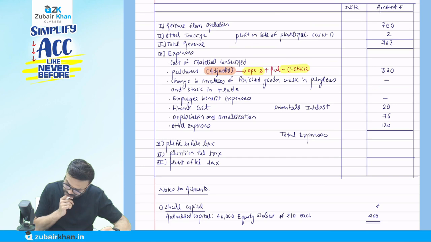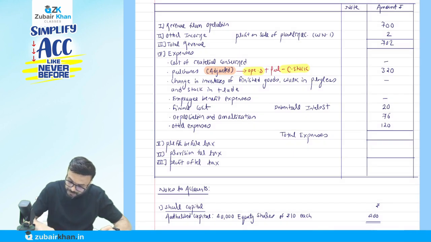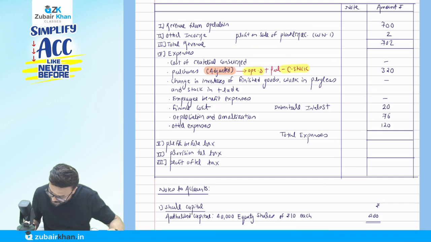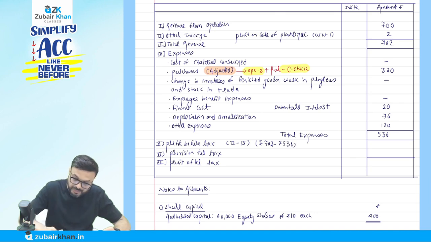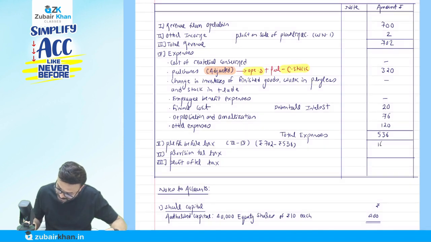Wait, we don't have an employee benefit expense. So 320 plus 20 plus 76 plus 120. How much does that come to? 536. So here we have point number 3 minus point number 4, that is 702 minus 536. That comes to 168.